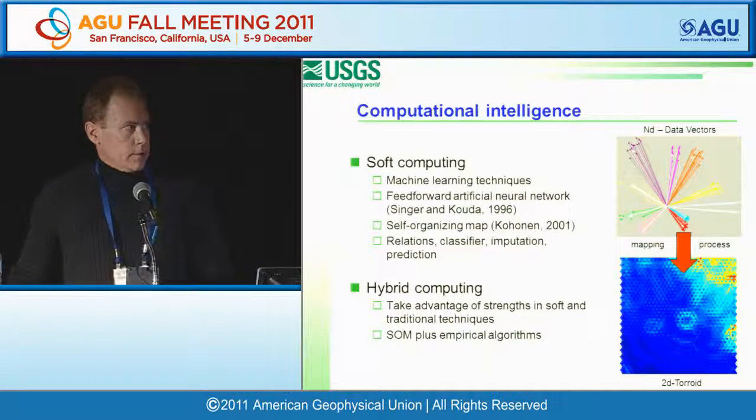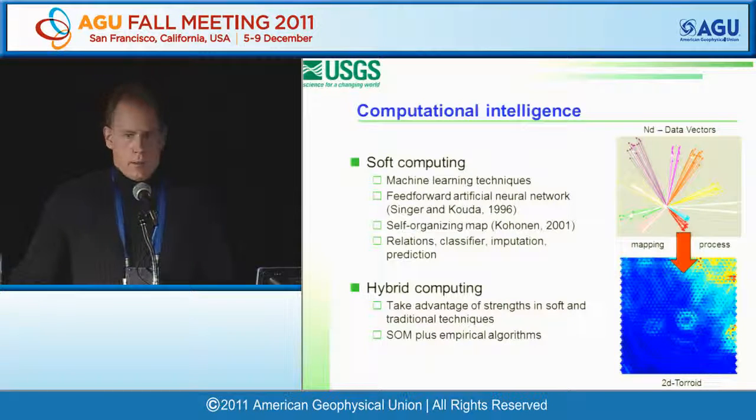So one of the things that this self-organizing map, or the SOM, is good at is data mining, looking at relationships. It also can be used as a classifier. It can be used to impute missing values, if there's sufficient information in the multivariate density function, and also for prediction or estimation. One of the things that I found that's useful that I'll give an example for is using the soft computing up front and then taking that information and coupling it with techniques that are more traditional, either empirical or numerical, in what's called a hybrid modeling approach.